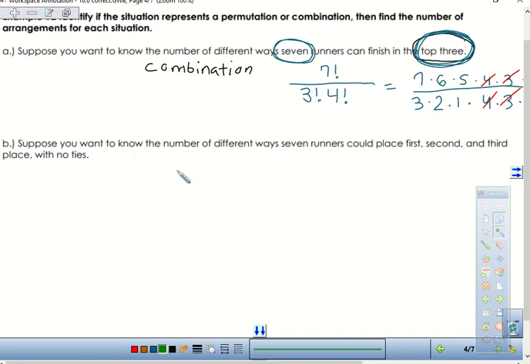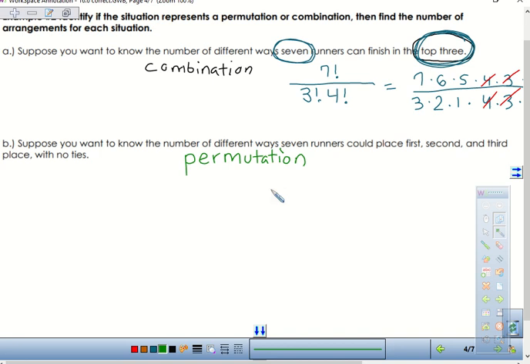But suppose you want to know the number of ways 7 runners could place first, second, and third place with no ties. So is this one a permutation or a combination? Permutation. Do you see the difference between the two? One of them's talking about specifically being in first, second, and third place where it's different. This one's just saying general top 3.